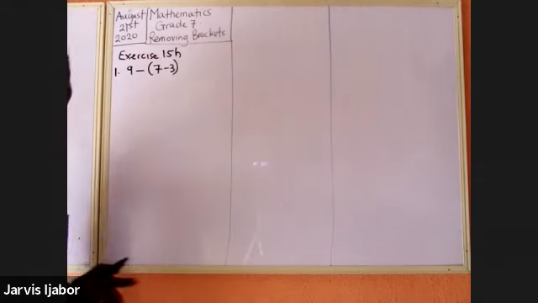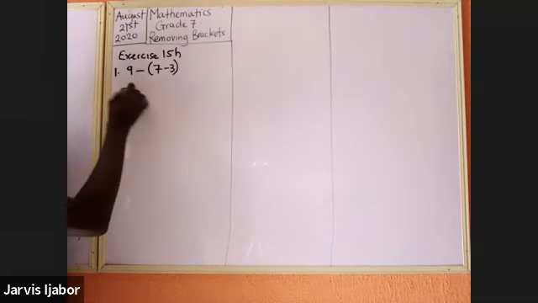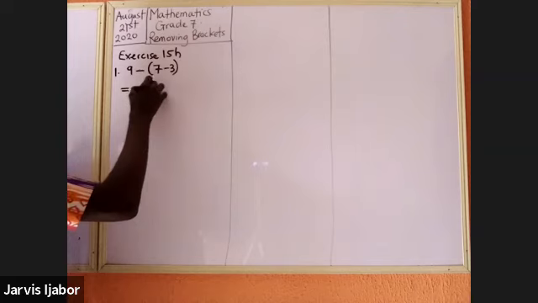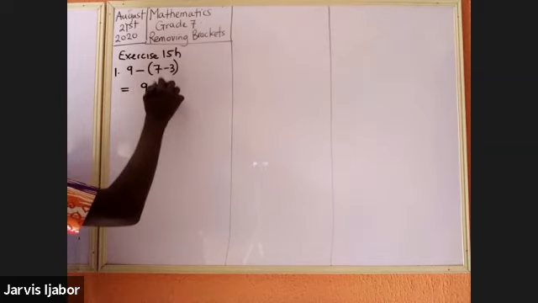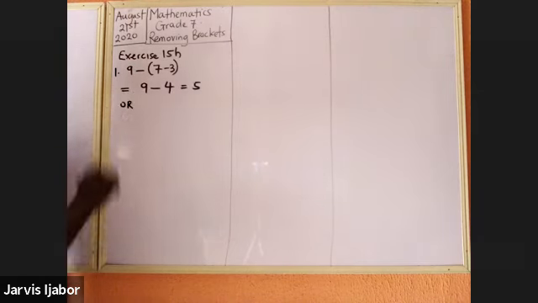You can choose to solve the bracket first. So we're going to start with method 1. Method 1 will involve us taking care of the bracket first. So that will be what? 9 minus the difference between 7 and 3, that is 4. And that will give me what? 5.